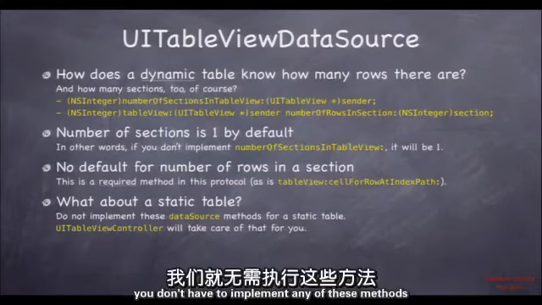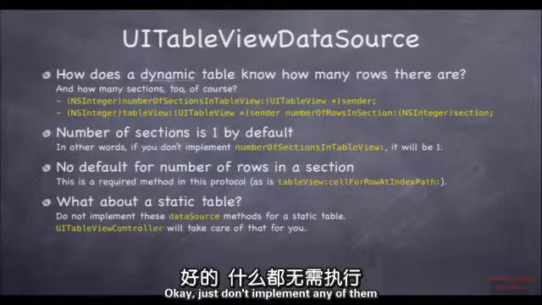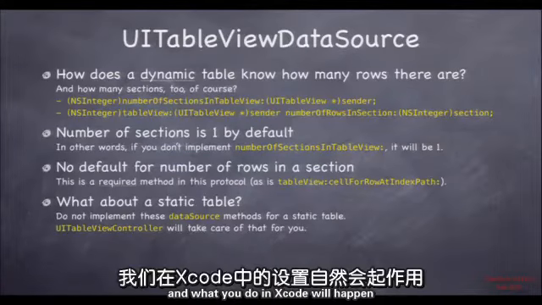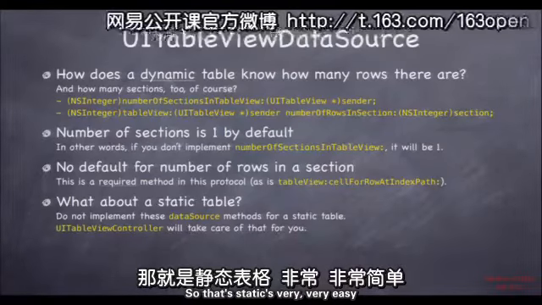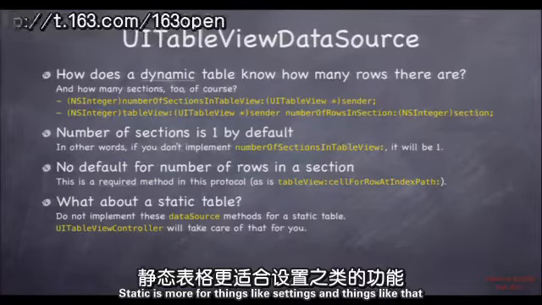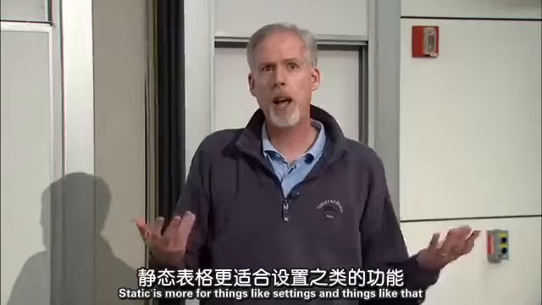Static tables, you don't have to implement any of these methods. Just don't implement any of them, and what you do in Xcode will happen. So static is very, very easy. Static is more for things like settings and things like that.